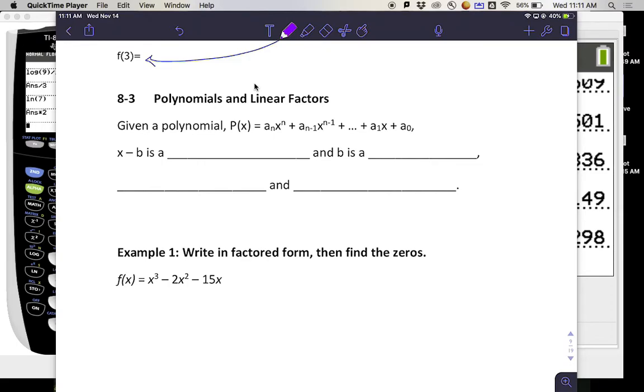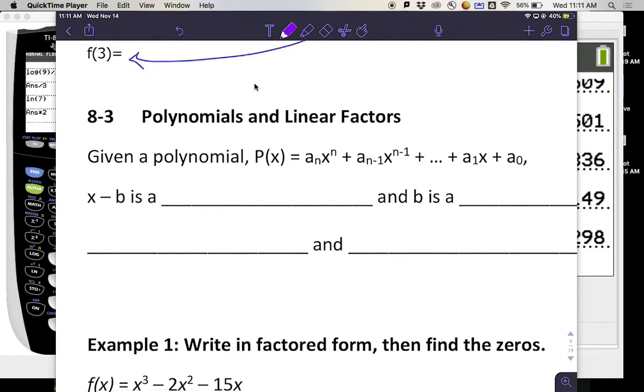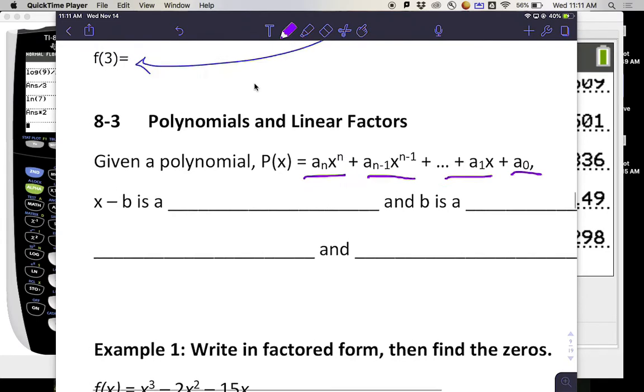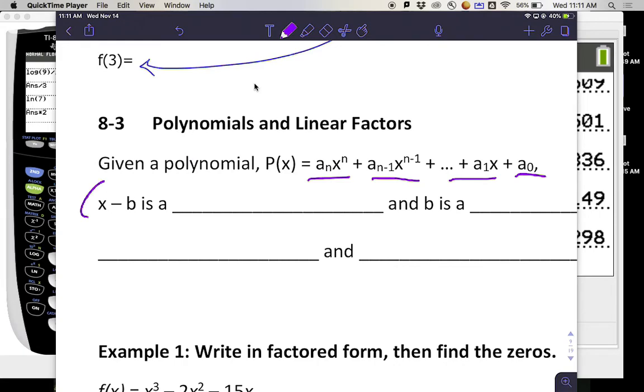Alright, today we're going to be talking about polynomials and linear factors and how factors relate to our polynomials. So given that you have some type of polynomial with a bunch of different degree terms, we're going to say x minus b, in this format, usually inside of parentheses, is a factor.